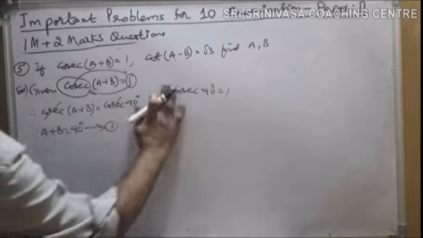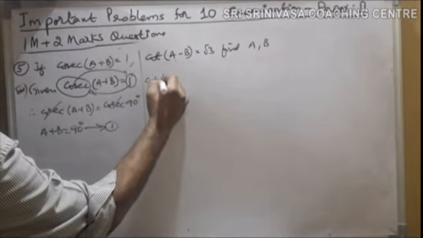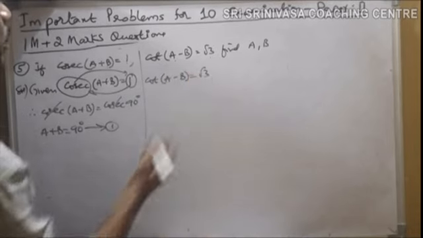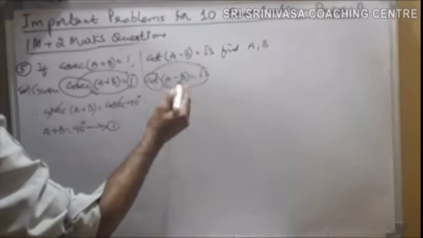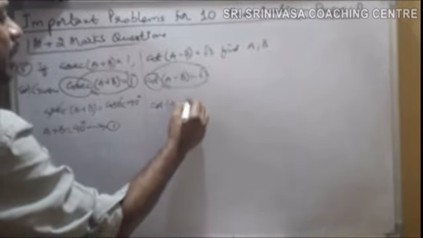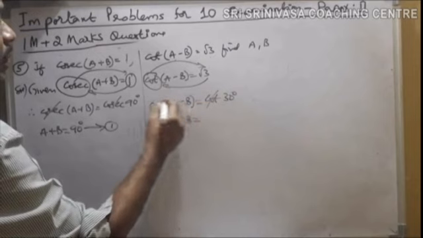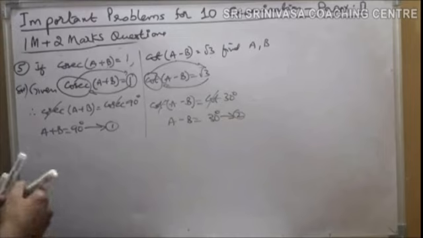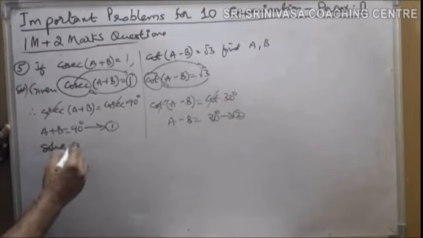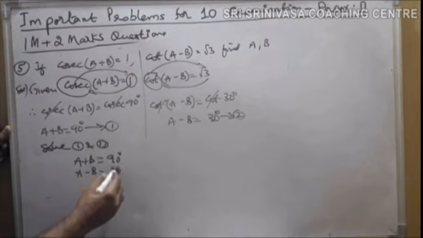So let me take this as equation 1. Next, the second equation, cot of (a minus b) equal to root 3, and here my ratio is cot. So I'll express root 3 in terms of cot. So cot of (a minus b) equal to cot 30 degrees. So a minus b equal to 30 degrees. Let me take this as equation 2. Now we have two equations. Let me solve those two equations. The first equation is a plus b equal to 90 degrees. Next, the second equation is a minus b equal to 30 degrees.